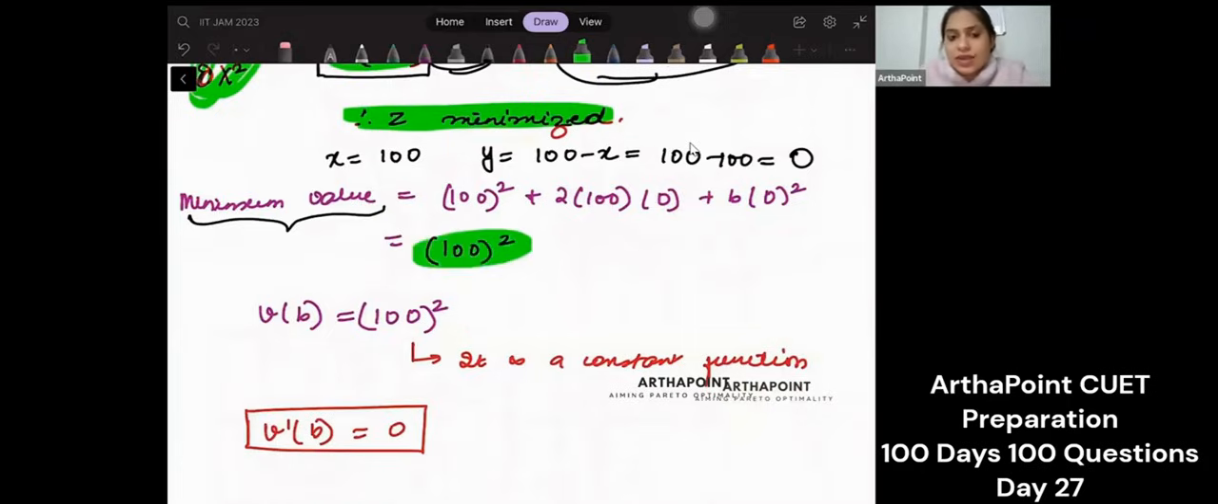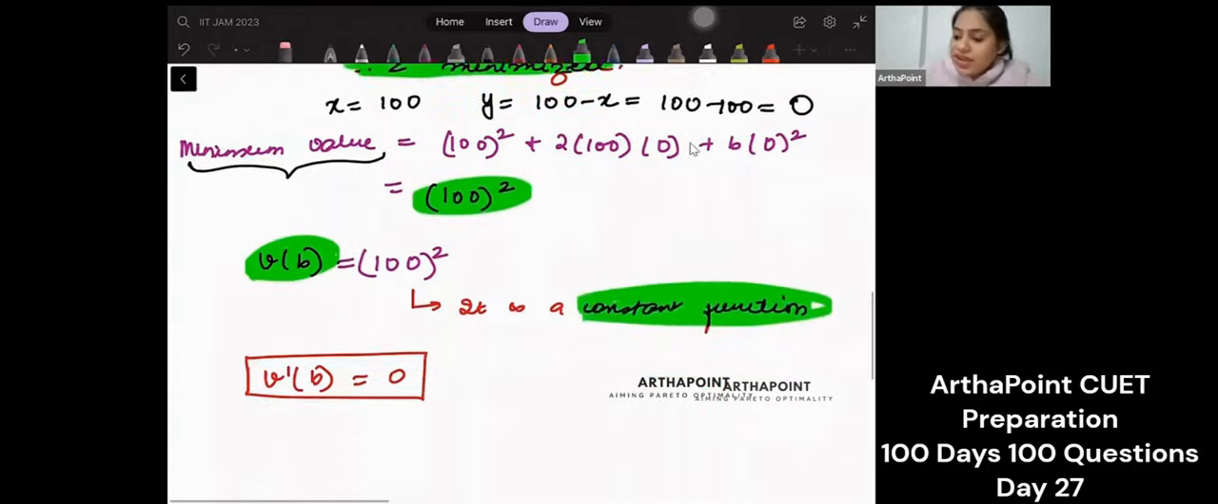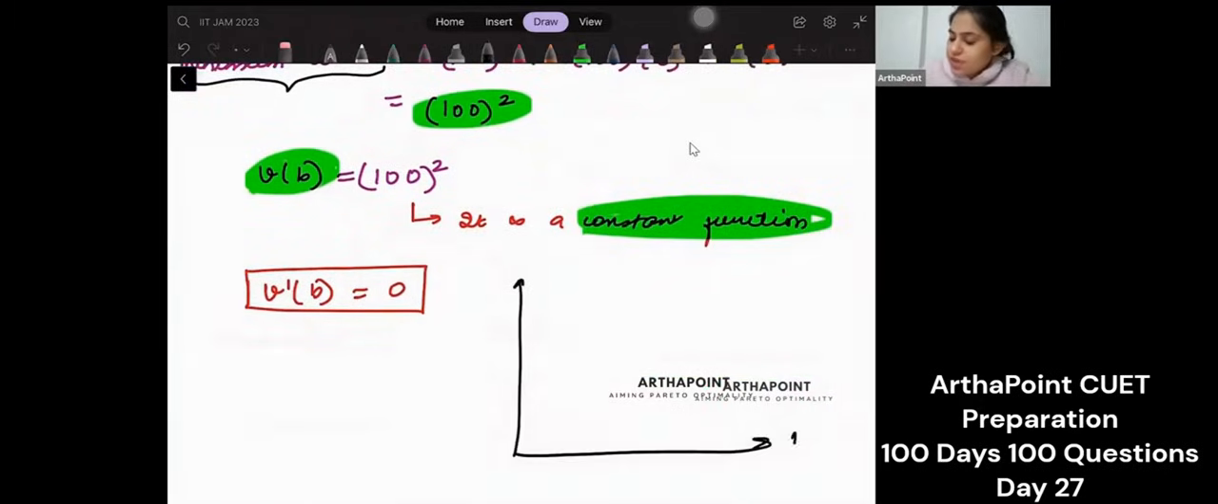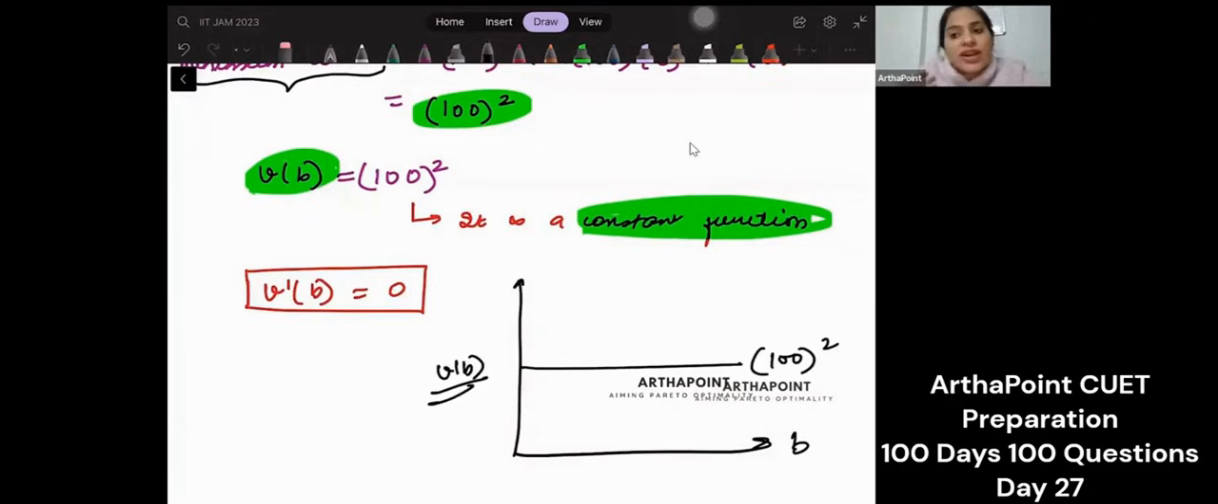So the minimum value of the function is 100 square. ध्यान से देखो. They said that the minimum value of the function उसको V(b) बोलना है. तो हमने इसको V(b) बोल दिया. But is this a function of b? No. Which means this is a constant function. You take any value of b, b की कोई भी value हो, V(b) will be 100 square. This is what my V(b) is. It's not a function of b. It is not getting affected by b. This is what my minimized value is coming.